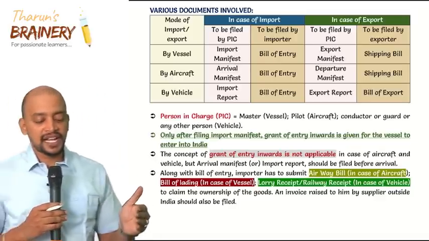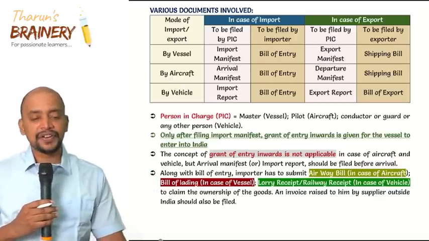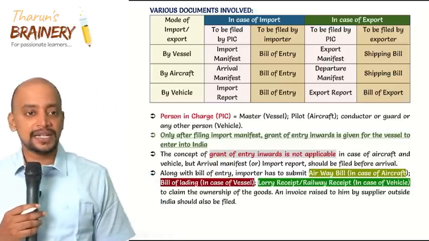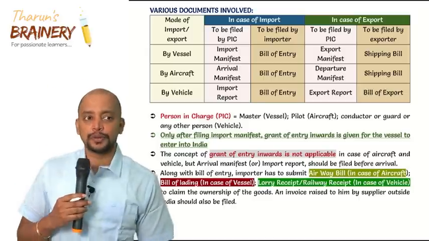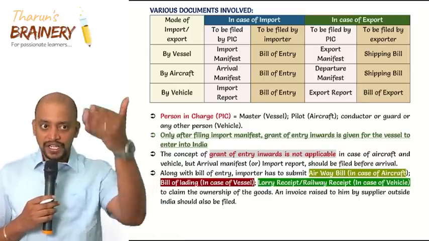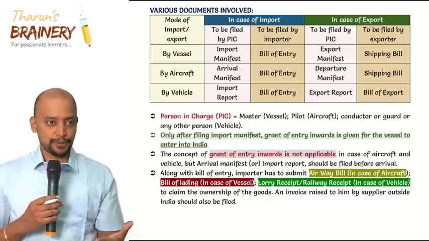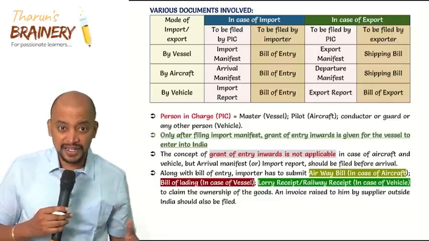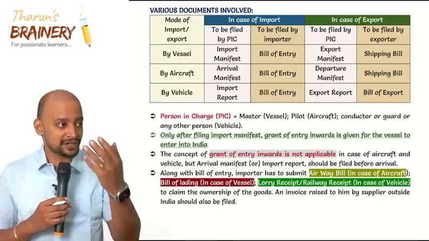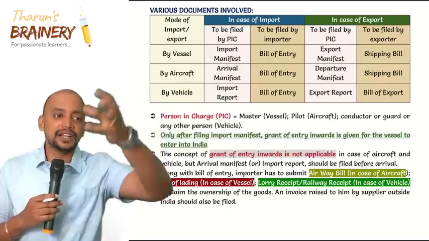Only after filing the import manifest, grant of entry inwards is given for the vessel to enter into India. That is, the person in charge has to file this import manifest with the customs department. The customs department will verify that these goods are allowed to be imported. Then the customs officer will give grant of entry inwards. Only when the customs officer gives grant of entry inwards, the vessel can enter into India.